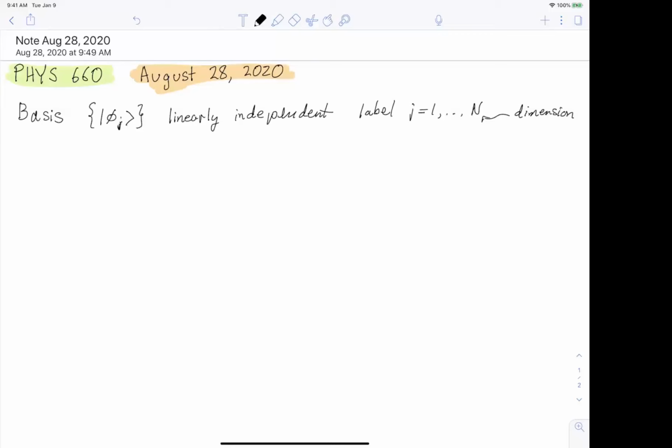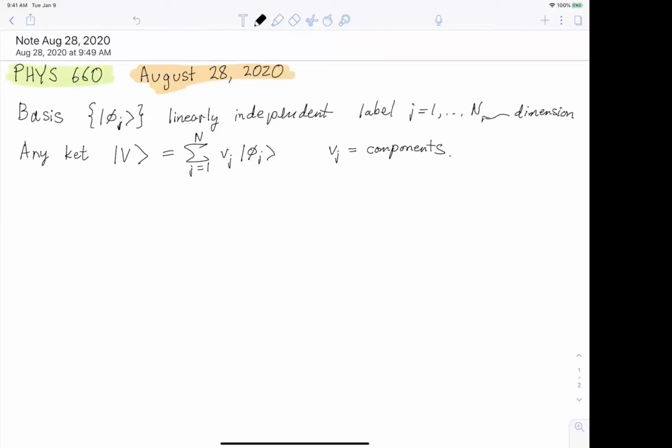Okay, and so if you have a basis, then you can take any ket. Let's take a generic ket V and write it as a linear combination of the basis elements: a sum from J is 1 up to the dimension of some numbers, little v sub j, times the basis elements, phi sub j. And the v sub j, we decided, were called the components of the ket V.